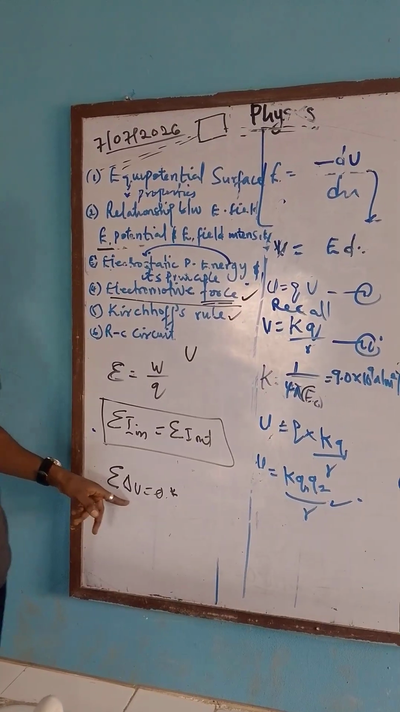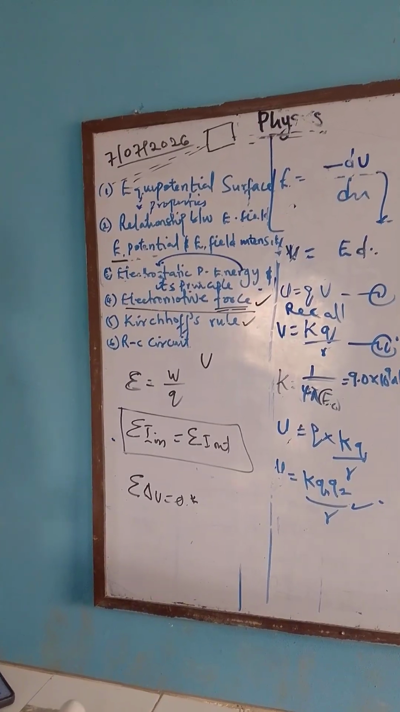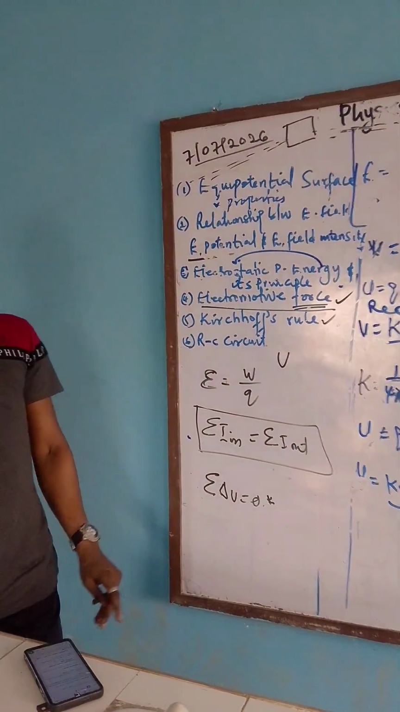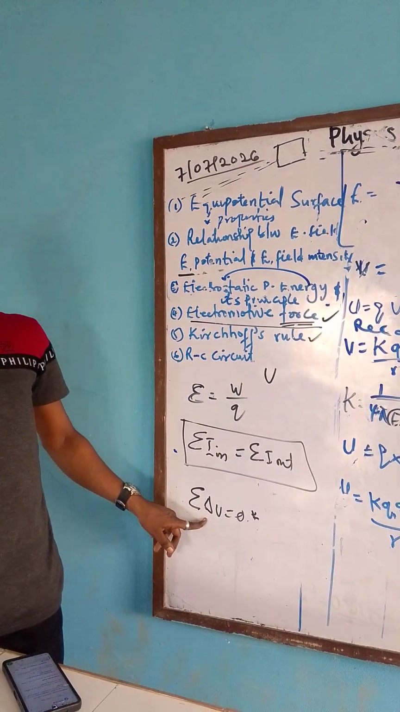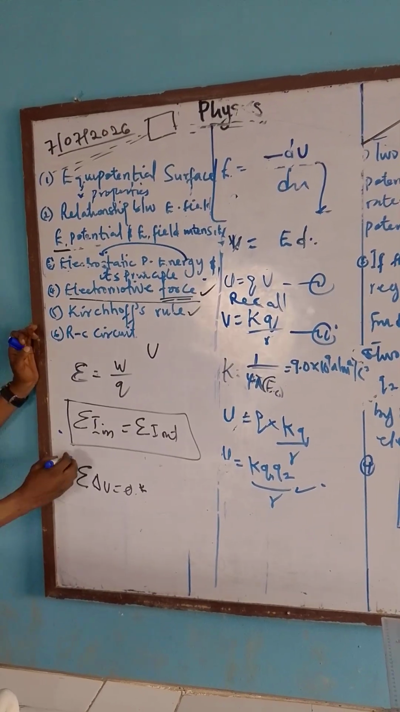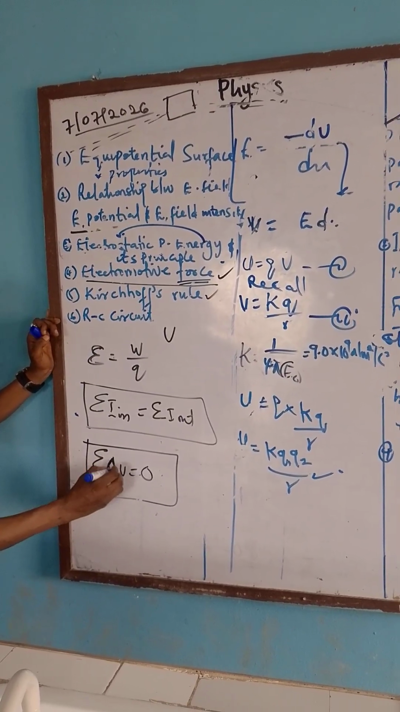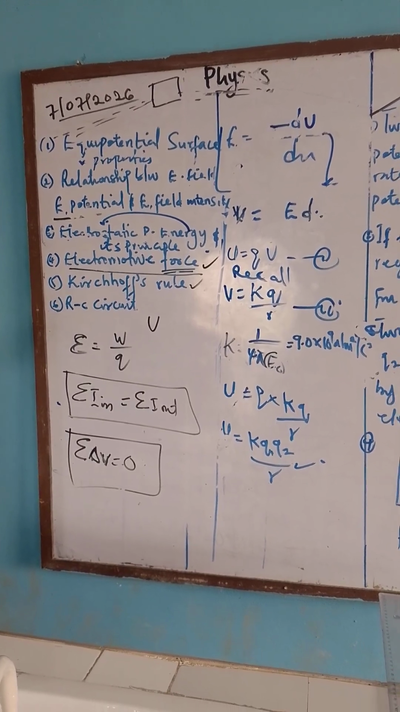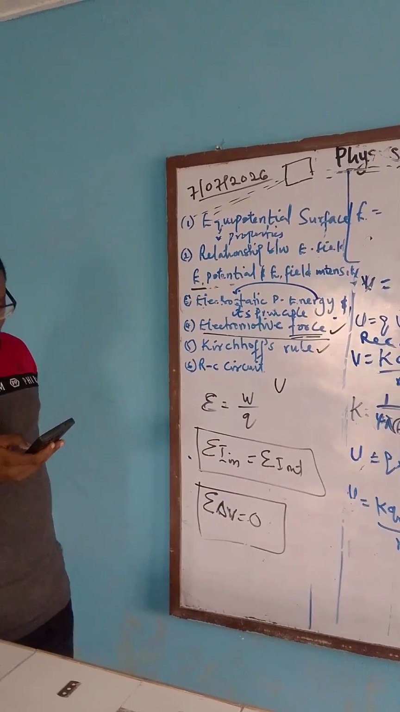So how do you state this one in words? You say Kirchhoff voltage law states that the summation of the change in the electric potential, or the summation of the rate of change in electric potential, must be equal to 0. And so this is the mathematical representation of it. Summation of change, this is delta V. Summation of change in potential must be equal to 0. That is the Kirchhoff second law, or Kirchhoff voltage law of electricity.